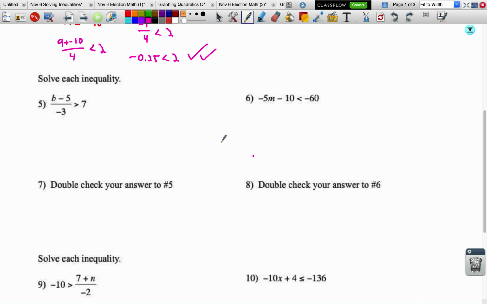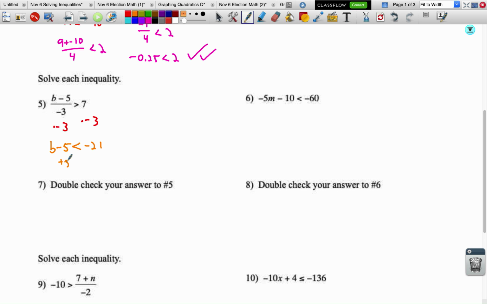All right, let's look at problem number 5 here. Again, the whole side is being divided by a number, so I can multiply by that number to send it to the other side and get closer to isolating my variable, but this time I multiplied by a -3. That's a little bit different. Whenever I multiply or divide by a negative, you have to flip the direction of the inequality. So I get b minus 5 is now less than -21.